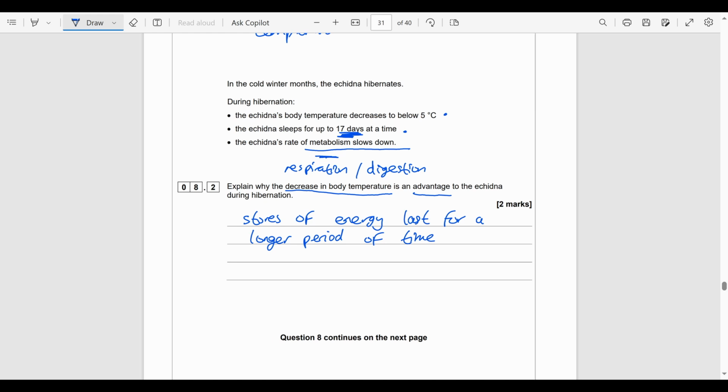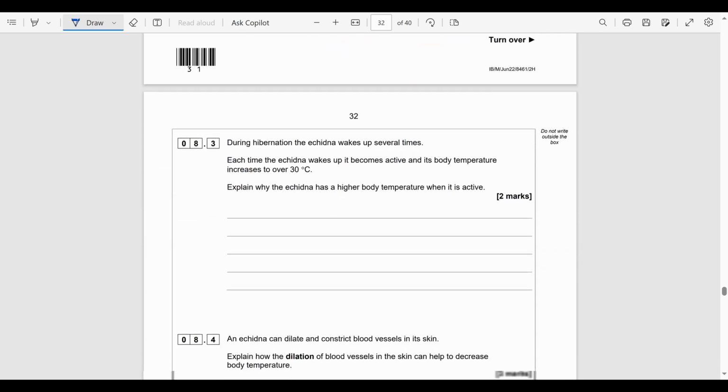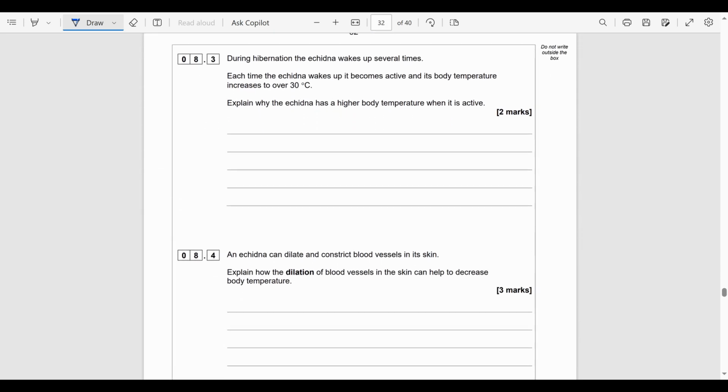I think we also need to try and make a link to this decrease in body temperature now. So what would be the decrease in body temperature link? Well, it's going to mean that there's going to be less energy that's going to be lost from the body. And of course, if there's less energy that's lost from the body in terms of heat, then that means more of it can be used to keep the echidna alive.